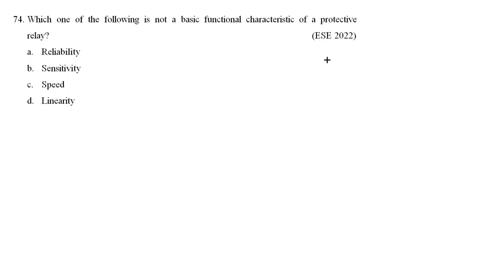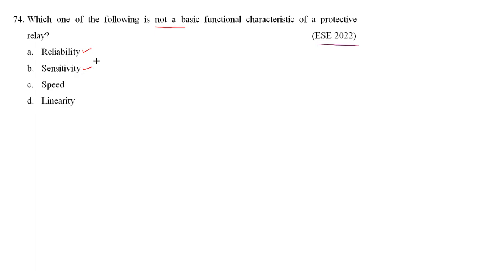Question number 74, asked in the ESE exam, Engineering Services exam, year 2022. Which one of the following is not a basic functional characteristic of a protective relay? Now we know that for a protective relay there are various desired characteristics. First is reliability, which is a necessary characteristic. Reliability means the relay should be reliable. Whenever there is a fault, the relay should operate, and when there is no fault, the relay should not operate. Both these conditions constitute reliability.